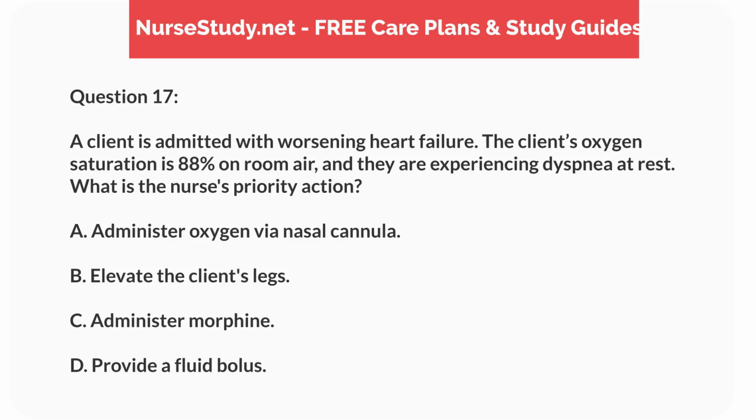The client's oxygen saturation is 88% on room air, and they are experiencing dyspnea at rest. What is the nurse's priority action? A. Administer oxygen via nasal cannula. B. Elevate the client's legs. C. Administer morphine. D. Provide a fluid bolus.